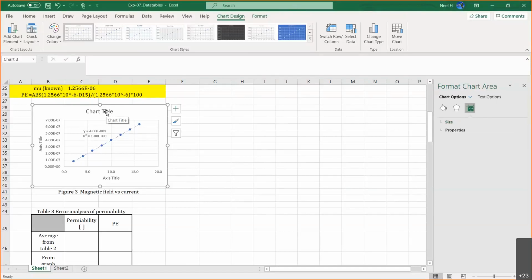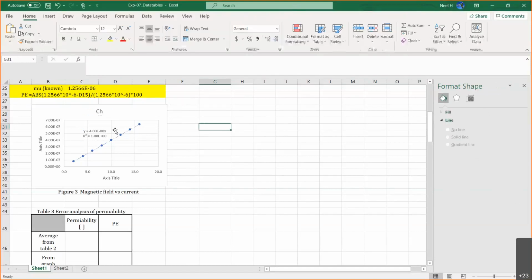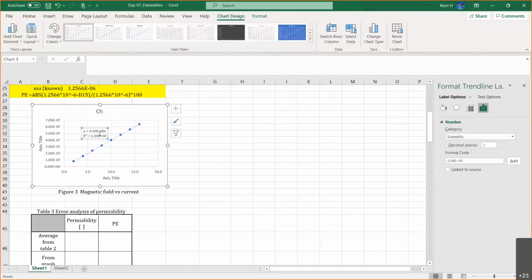Okay, any question? Could you show how you changed the format of the trend line? Just click on the equation, one click. Then this window will open up on your right-hand side corner. It says format trend line. And then you will see the category, then change that into scientific.